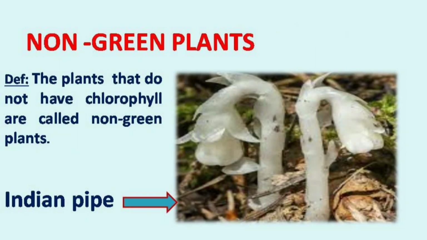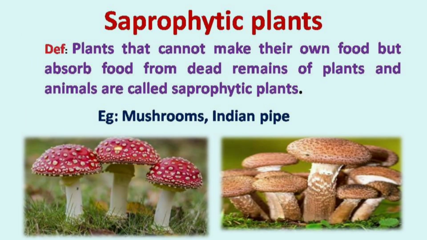Non-green plants. Plants that do not have chlorophyll are known as non-green plants. Now, as we know that the chlorophyll plays an important role in the synthesis of food, that is a process called photosynthesis. But the plants lacking in this pigment are not able to prepare food for themselves. And these plants are also called saprophytic plants, which means that the plants cannot make their own food but absorb food from the remains of plants and animals. And the examples of these plants are mushroom and Indian pipe.